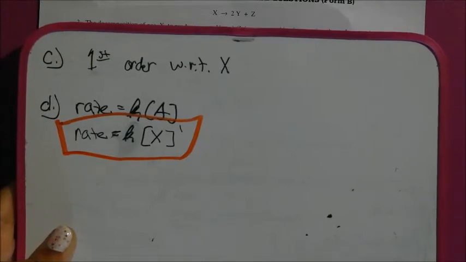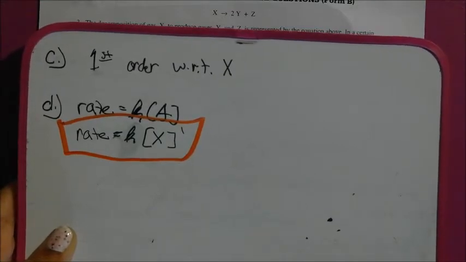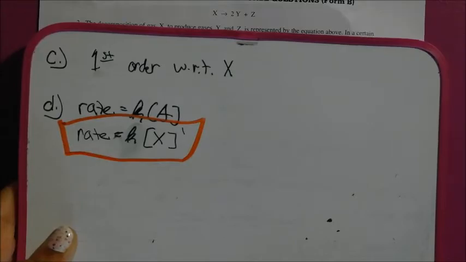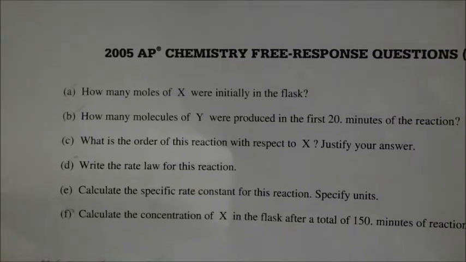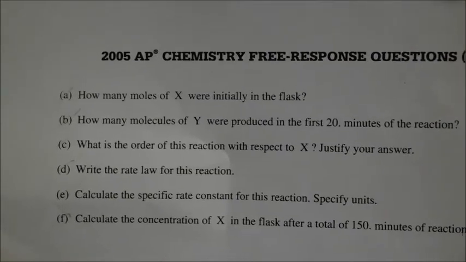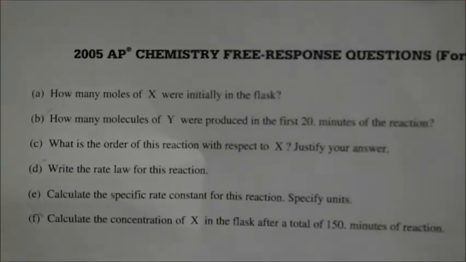And if it was like a second order reaction with respect to x, then the exponent would be 2. So that's just for like the future. Alrighty, on to part E. It states to calculate the specific rate constant for this reaction and to specify the units.